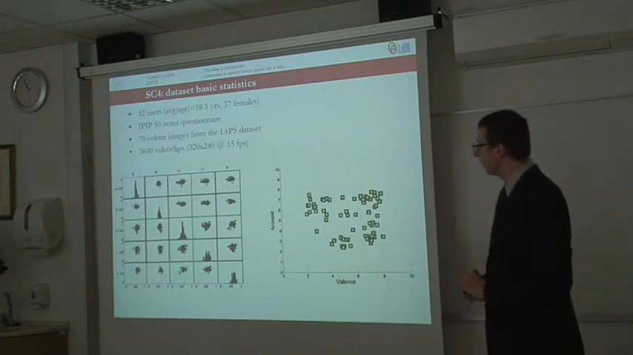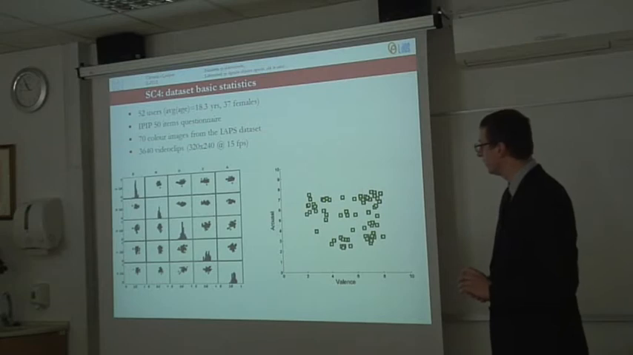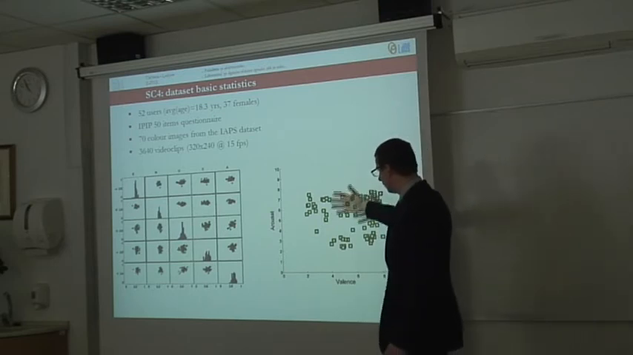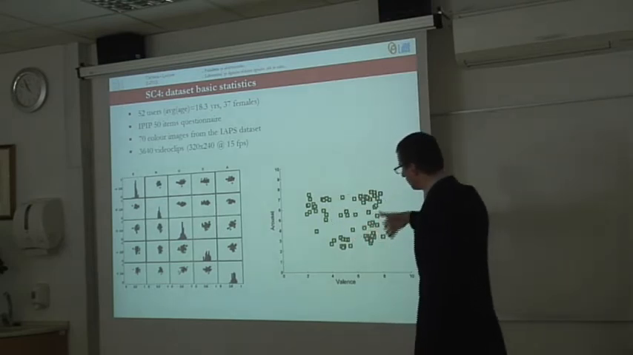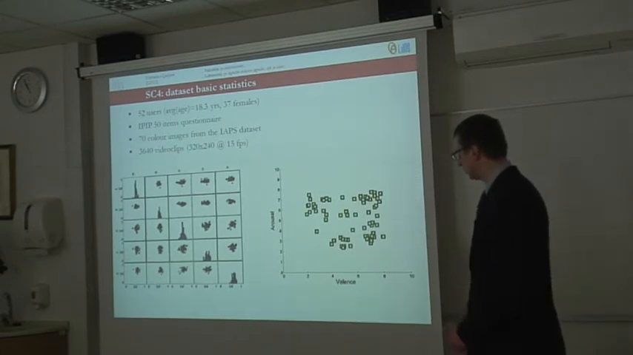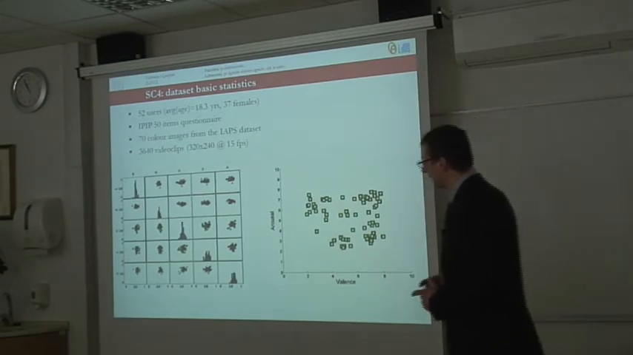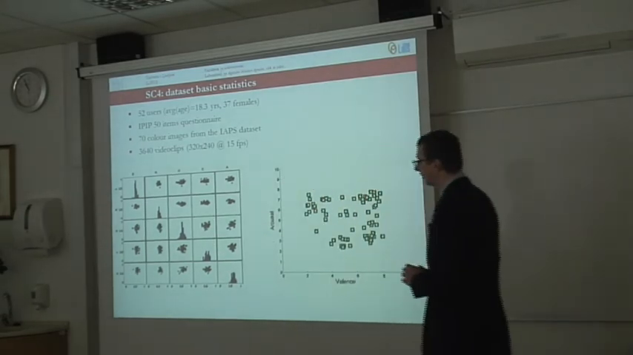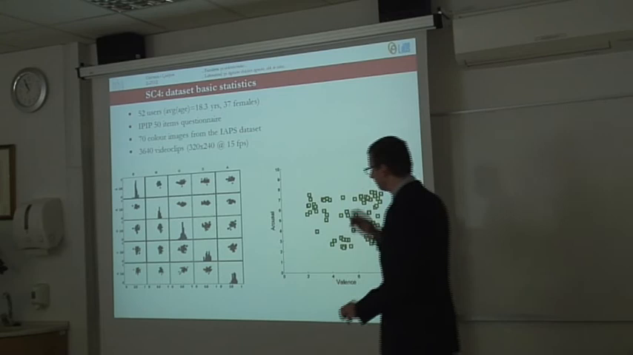And as content, we had 70 color images from the IAPS dataset. And these content items were quite equally distributed in the valence arousal plane. We tried to select this subset to be equally distributed. And this image shows the distribution of the users based on their personality factors.